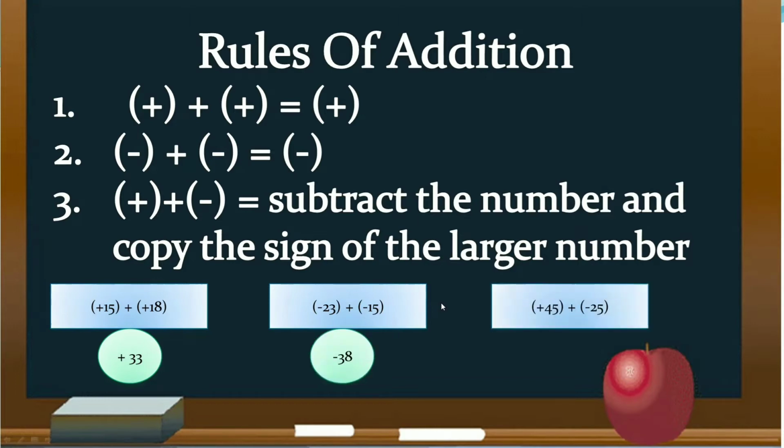Last example, positive 45 plus negative 25. So we are adding two numbers with different signs. To do this, we will not actually add the two numbers, but we have to subtract them. 45 minus 25 is 20. And then, we need to copy the sign of the larger number. Between 45 and 25, which one is larger? Yes, it is 45. Now, copy the sign of 45, which is positive. So the answer is positive 20. So these are the rules of addition.